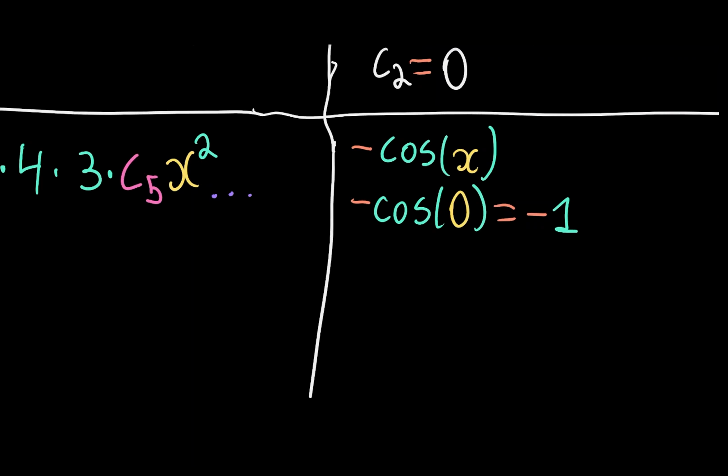Okay, so let's do the simple algebra. 3 factorial times C3 equal to -1. We bring this over, divide it, and we'll find that C3 must be equal to -1 over 3 factorial to preserve our mimicry. C3 has to be equal to this to be mimicking minus cosine of 0.